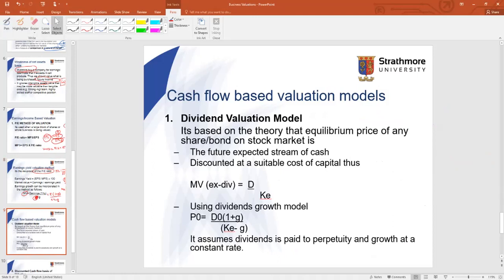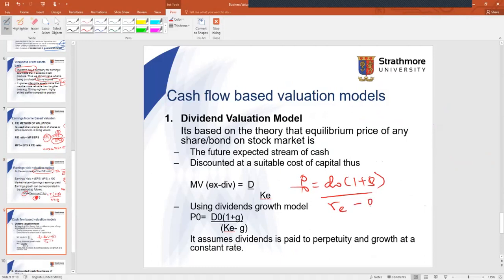The market value of the business using the dividend growth model is P naught, which, if you remember, is equal to D naught times 1 plus G, divided by cost of equity minus G. This is a method we've already discussed, and it's very similar to what we can use for valuation of equity shares. Always remember the assumptions we put when we were getting the cost of equity for this particular company.